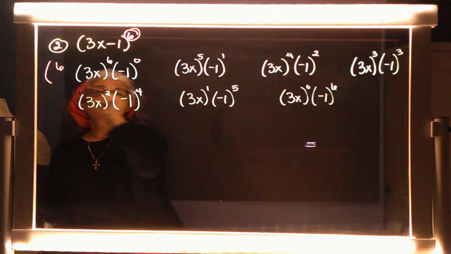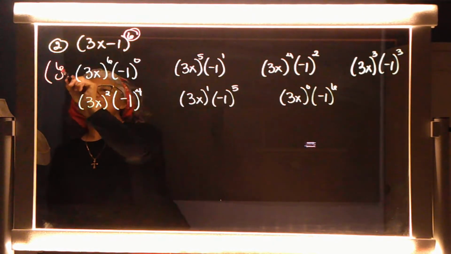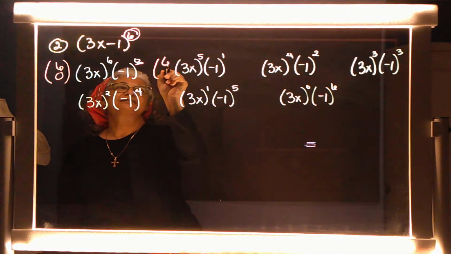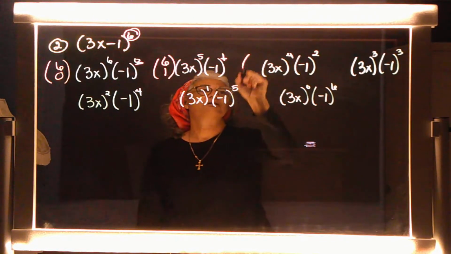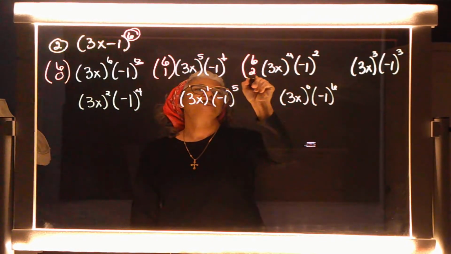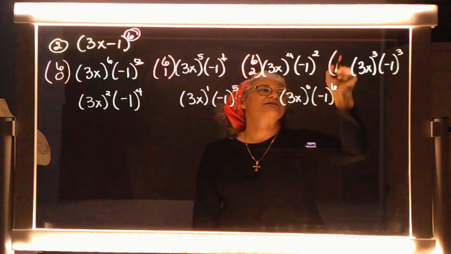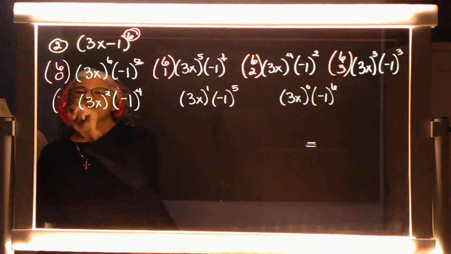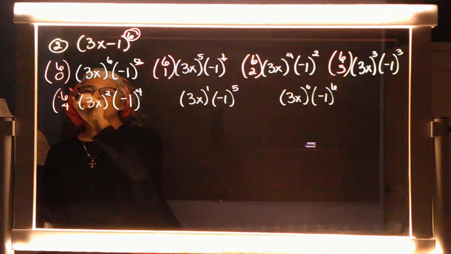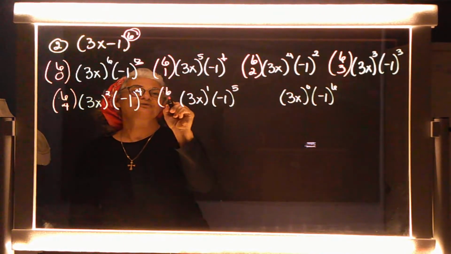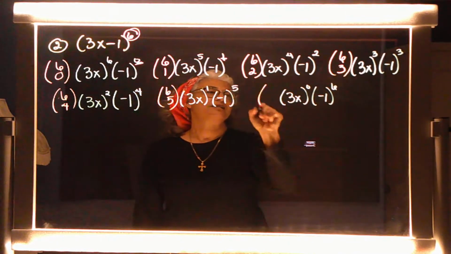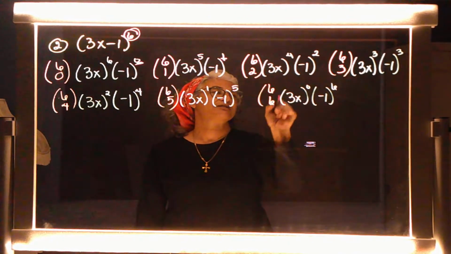So in this case, I have 6 choose 0. Excellent. The second power. This one I've got 6 choose 1. Good. That's that power. 6 choose 2. You guys are getting the hang of it. 6 choose 3. 6 choose 4. No, that's not a negative sign. 6 choose 5. And last but not least, 6 choose 6.